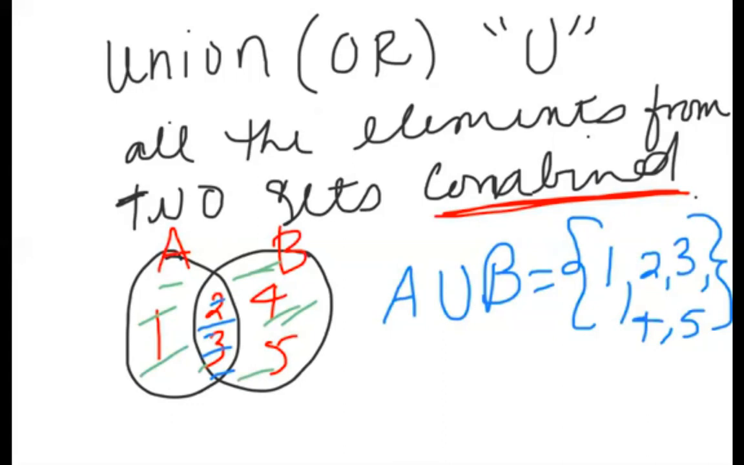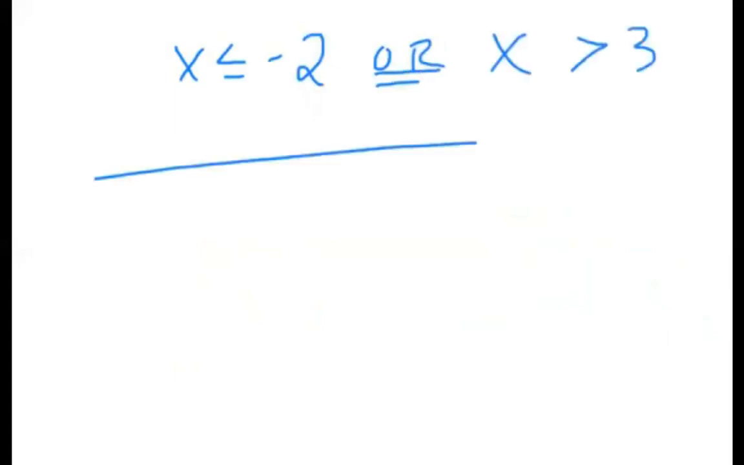Okay. So that's what it is, guys, when we talk about the union. So what does this have to do with the inequalities? So let's go ahead and look at the inequalities now. I'm going to give you an example so we can go ahead and chat about it a little bit more. So here comes the example, guys. Let's see here. We have x is less than or equal to -2. Or, see that operative word in there? X is greater than 3.